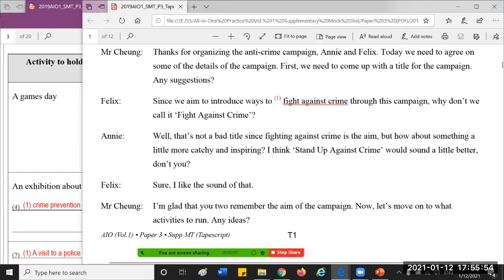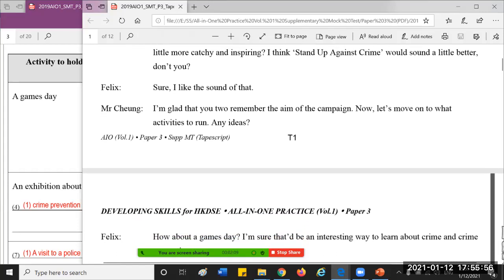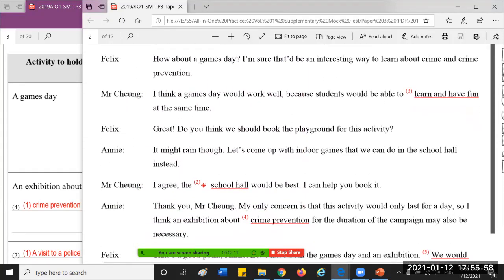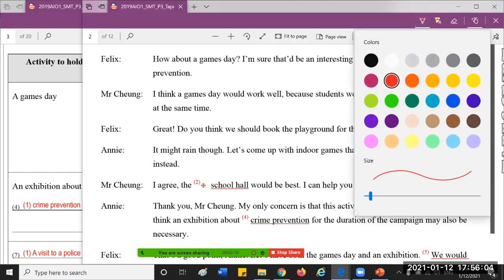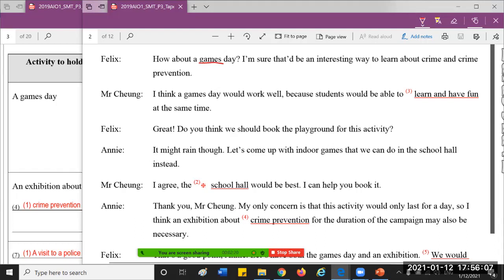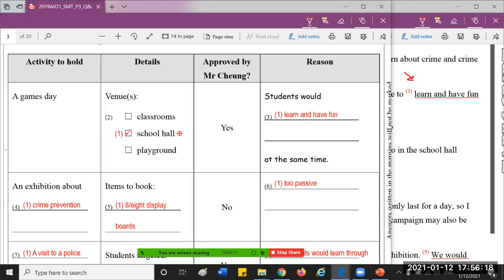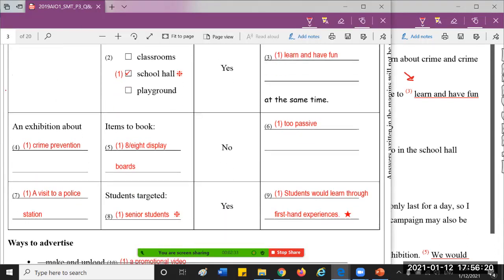Let's have a look at the tape script and see where we find the answers. How about games day? Let me get the pen. Then, because students will be able to learn and have fun. Great, so you think, okay, then school hall. Yes, school hall, tick. All right, next activity is an exhibition about crime prevention.